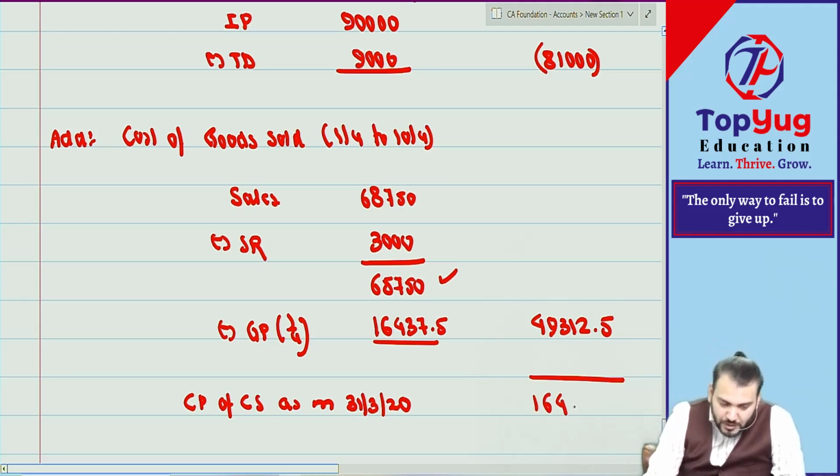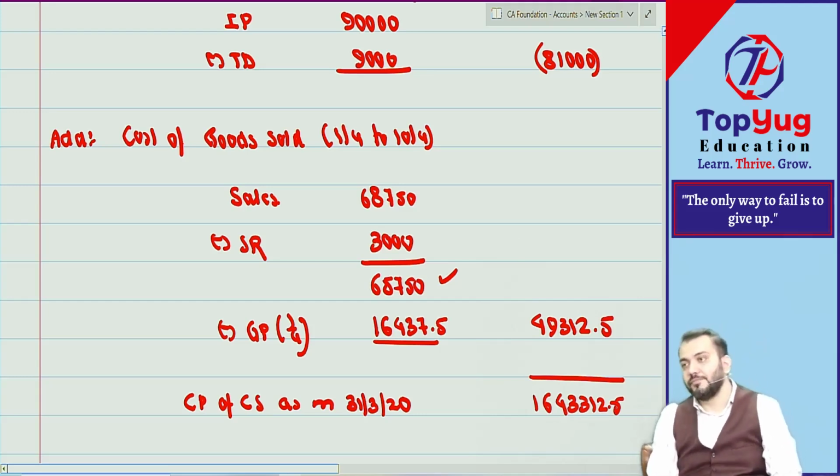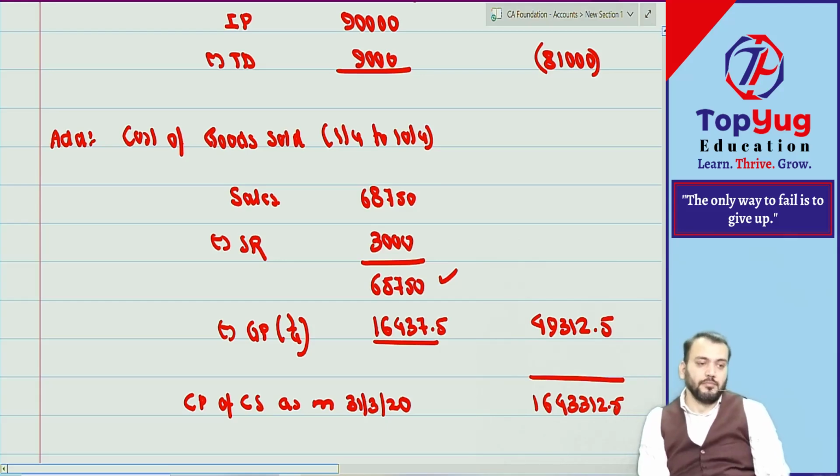164 means 16 lakh 43,000, 312.5. Understood. Understood this point.